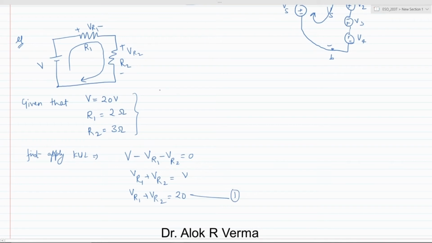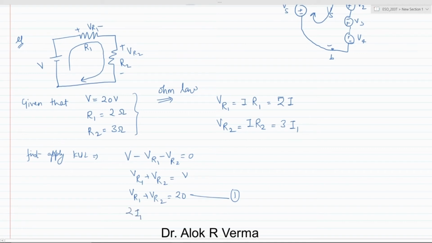Now applying Ohm's law, VR1 is I into R1, and R1 is given as 2, so 2I. Then VR2 is I into R2, so this is 3I. So VR1 is 2I, and VR2 is nothing but 3I.